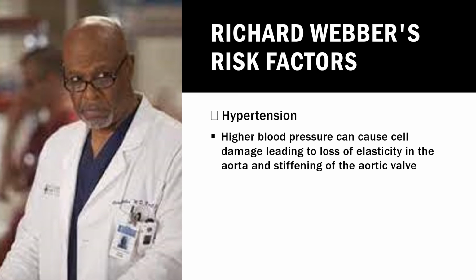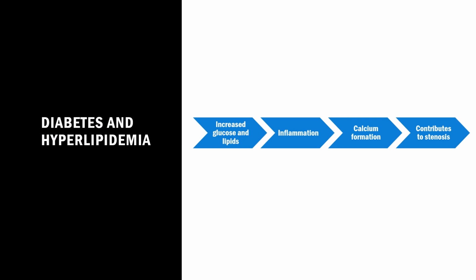Having high blood pressure, or hypertension, can cause the damaged cells of the valve to lose their elasticity, which can then cause the aortic valve to start to stiffen. The increased amount of glucose and lipids in the blood can activate the inflammatory system. As we talked about in previous slides, this can be the beginning of aortic stenosis. And this can also contribute to the predisposition of calcification in the aortic valves.